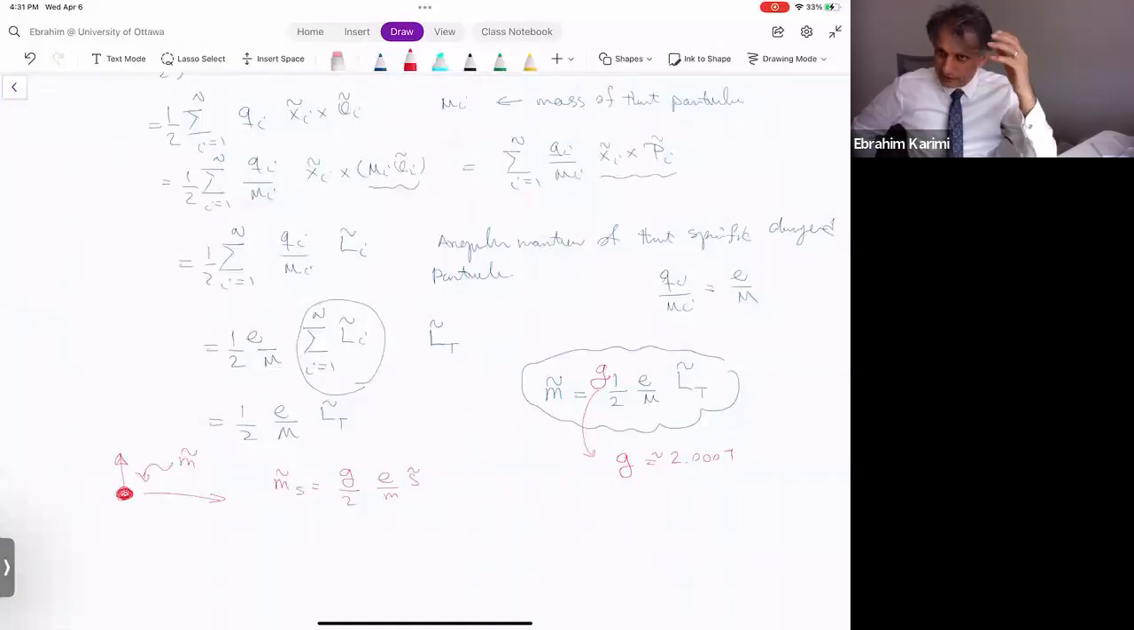And this g, as I said, is coming from quantum electrodynamics, and you have to do the proper calculation to obtain that. From the field theory also, you can do the calculation and obtain that. Fantastic.